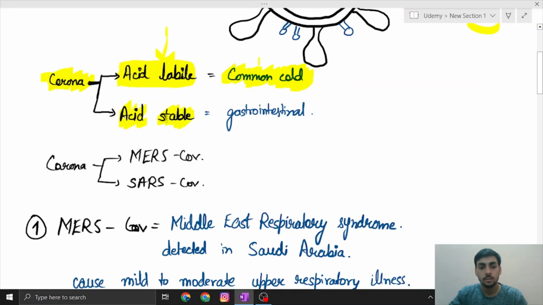Okay, then the second is acid stable, which means acid does not affect them. They can survive in acidic environments like our stomach, which secretes HCl. So they can cause gastrointestinal problems also.